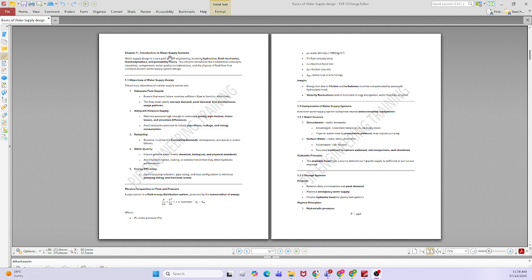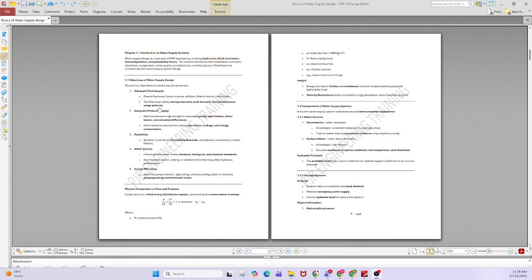First, the introduction to water supply design. The objective is adequate flow supply. Whenever you use fixtures like a wash basin, WC or shower, you should get adequate flow. The flow must satisfy average demand, peak demand, and simultaneous usage pattern. Sometimes it will be average. If you have 10 toilets, maybe some people will be using them here and there. That is average. Peak demand is when maybe all 10 people are using them, so you have to satisfy that also.